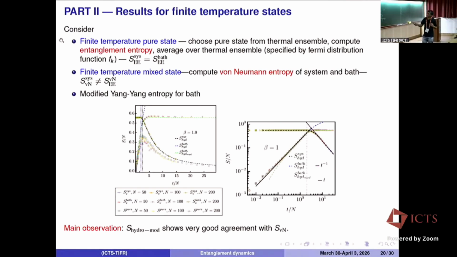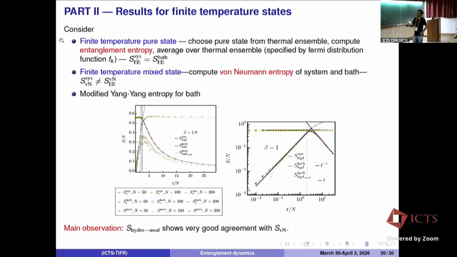So in that case, you get a curve which looks like this. This is for a mixed state. If I just compute the von Neumann entropy of the system, then it starts from some high entropy because it's at high temperatures, and then it goes down as the system evolves. For the environment, initially there's nothing, so it's always at very low entropy, and then it increases and evolves in some way.